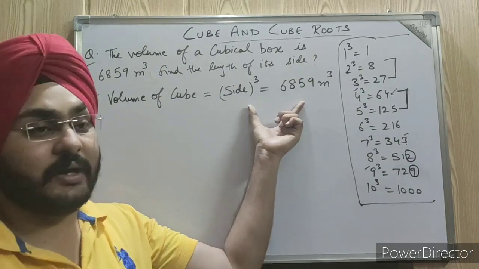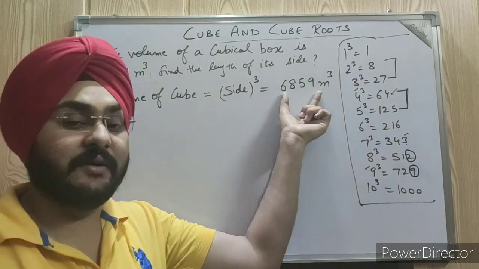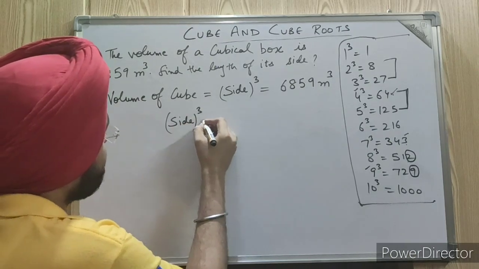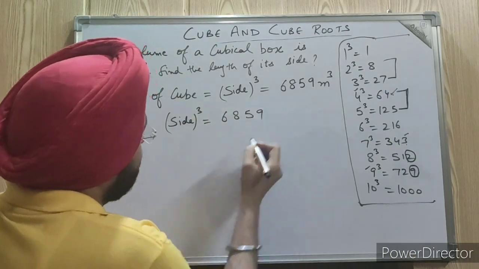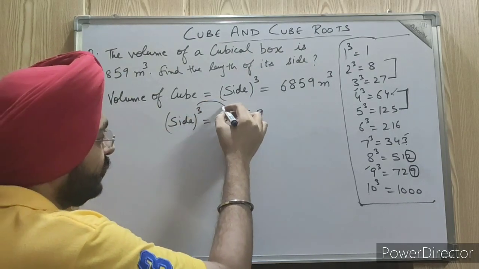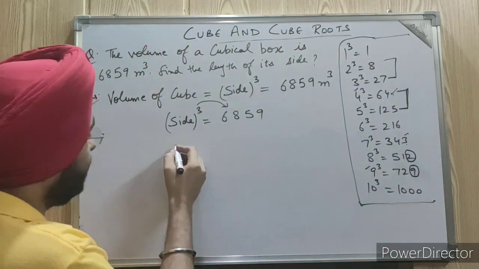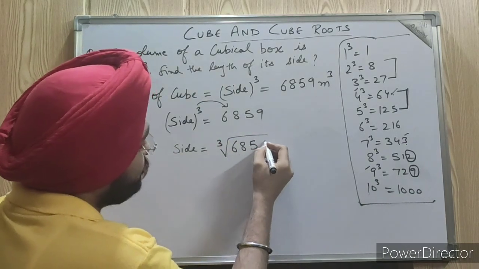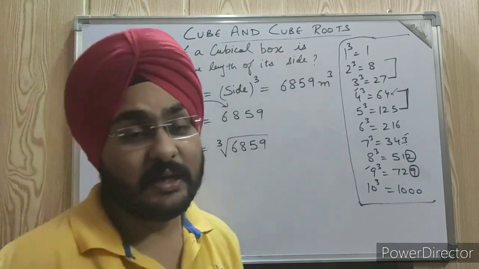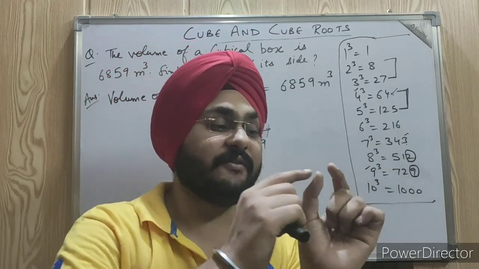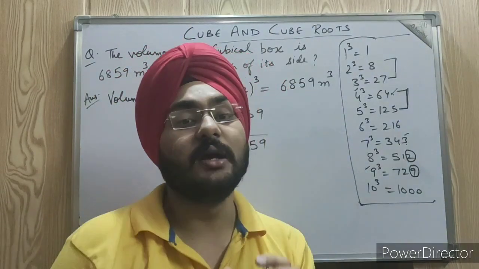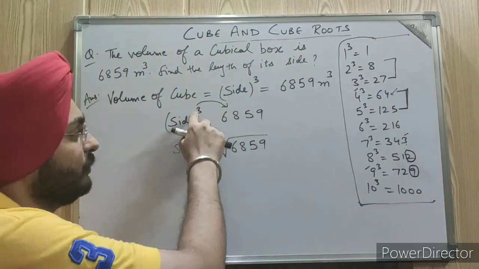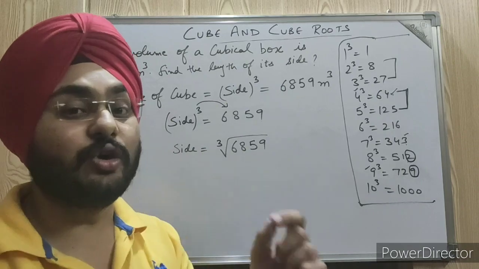So can I write in this way? This one is a formula, and this we have been given here. So now I am writing in this way. Can I write the side cube is 6859? Okay, when this cube goes to the other side, it will become a cube root. This you have understood in square and square roots as well. If we are having the square on one side, if I take that square to the other side, we will be getting the square root at that time. Here we are having the cube, on the other side it will become cube root.